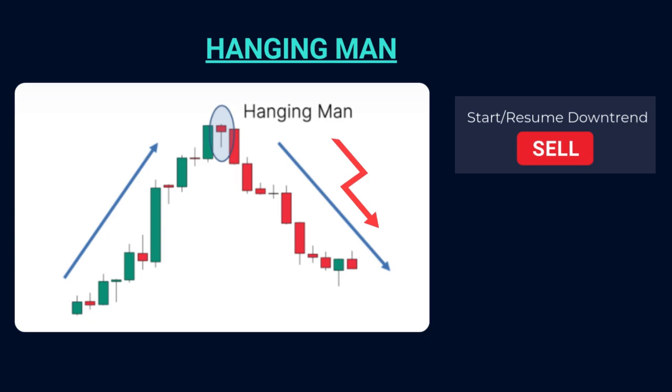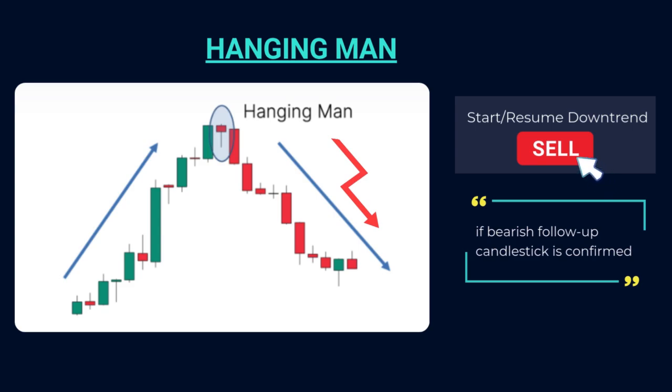If a hanging man forms at the end of an uptrend, it's important to wait for confirmation. For instance, a bearish candlestick following the pattern can indicate that selling pressure is starting to dominate. And finally, we have a shooting star.